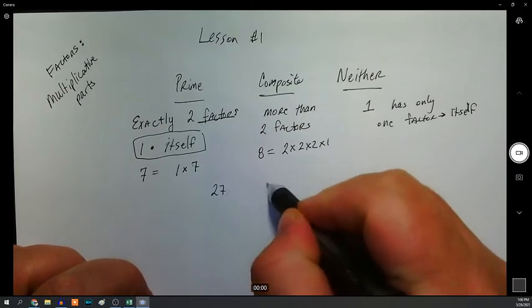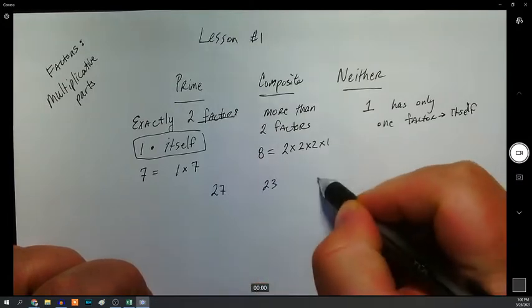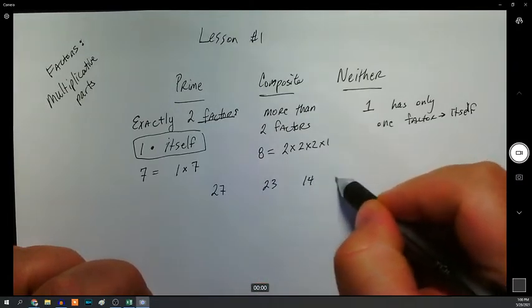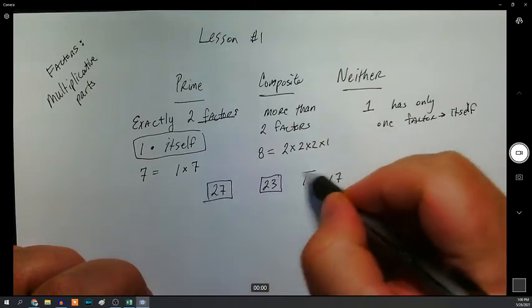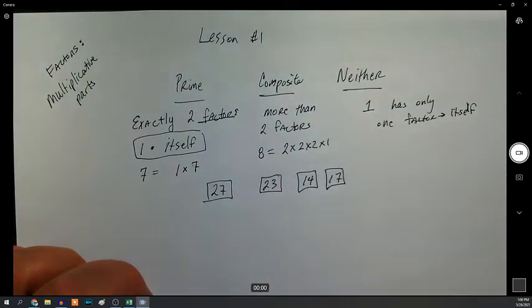Let's try 27. Let's try 23. Let's try 14. Let's try 17. Why don't you go ahead and pause the video, see if those are prime, composite, or neither. Then unpause the video and I'll put a P or a C next to each one. You can see, all right? So 27, I'm going to get started. So if you didn't pause it yet, pause it now. Try this on your own. Learning is an active thing.